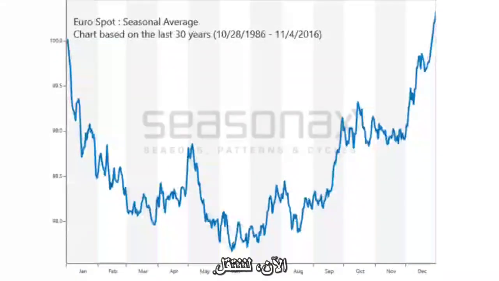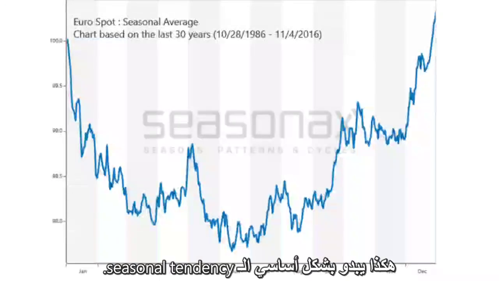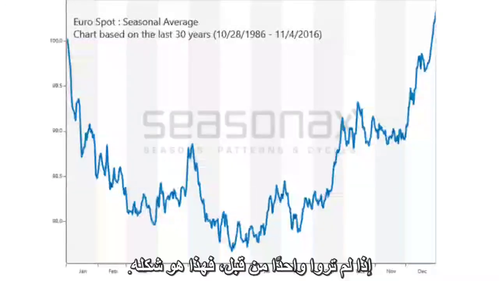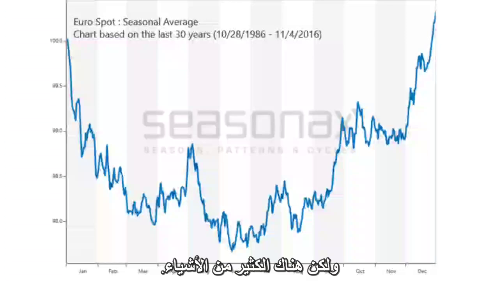Now moving on, here we got the seasonal chart, right? This is basically how a seasonal tendency chart looks like, if you've never seen one before. Now this looks like a typical line chart, but there's a lot of stuff behind it that you have yet to discover and learn. So let me explain.